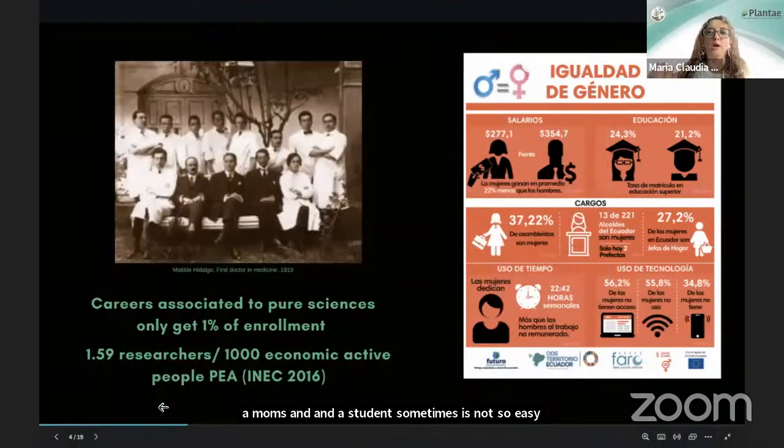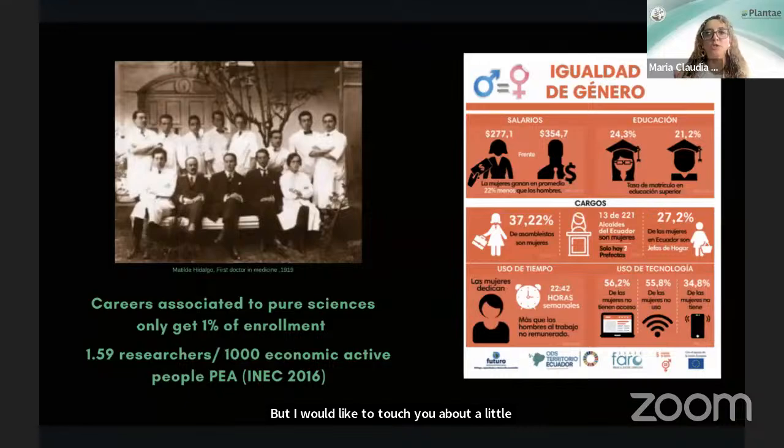But I would like to talk to you a little bit about the situation in Ecuador. When I came back to Ecuador after my PhD, I realized that there were a lot of things that haven't changed so much. As you can see in the picture, from the early 19th century, you can see only one woman. And even though things have changed, we are still having low levels of women in STEM careers or pure science careers. This data that you can see is from a few years ago.